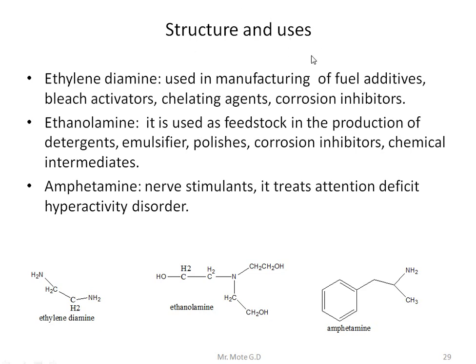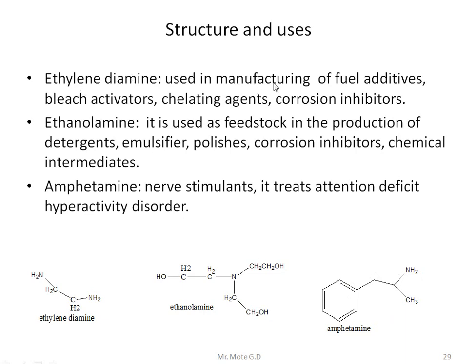Then we'll see the structures and uses of amines. First compound is ethylene diamine. Ethanolamine, where an ethanol group attaches to the nitrogen. This is the structure of ethanolamine. And amphetamine: benzene, CH2, CH, NH2 and CH3. This is the amphetamine. We'll see the uses.